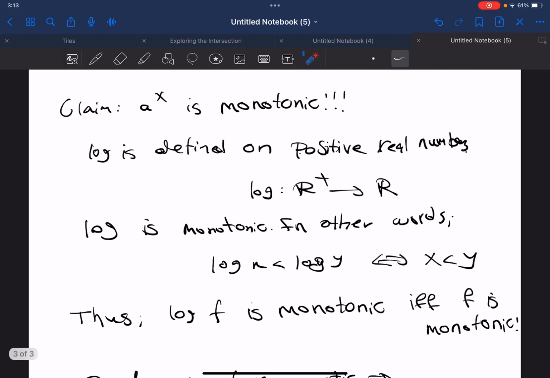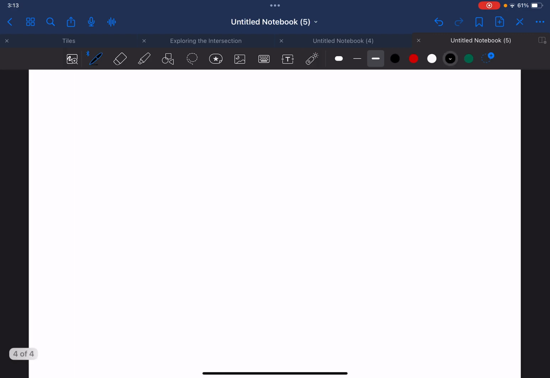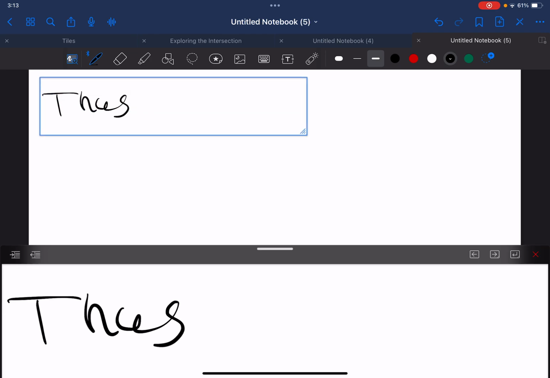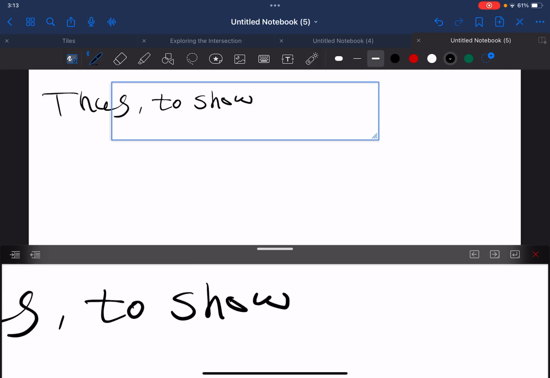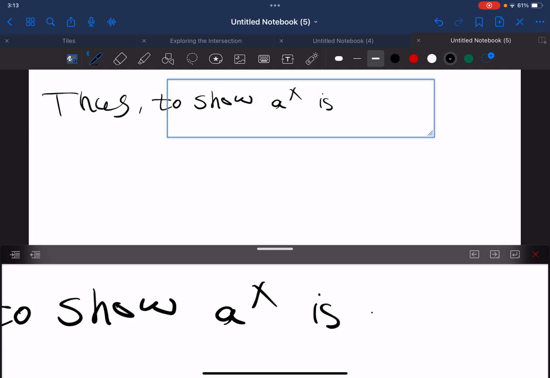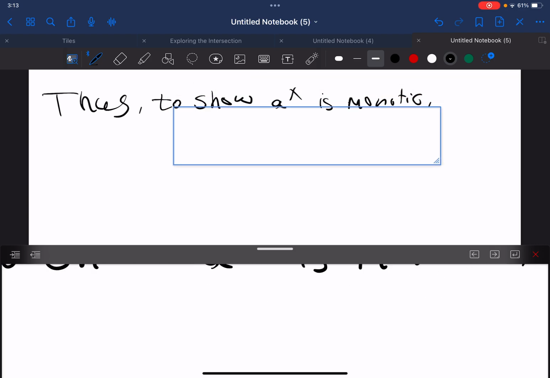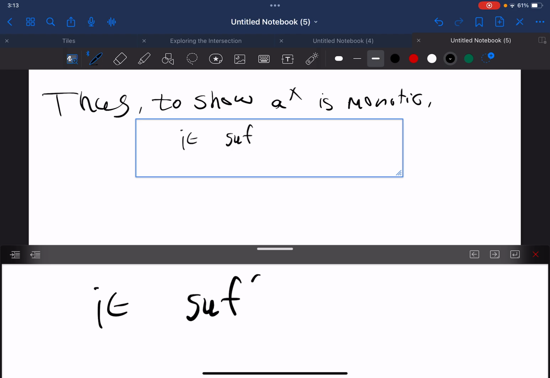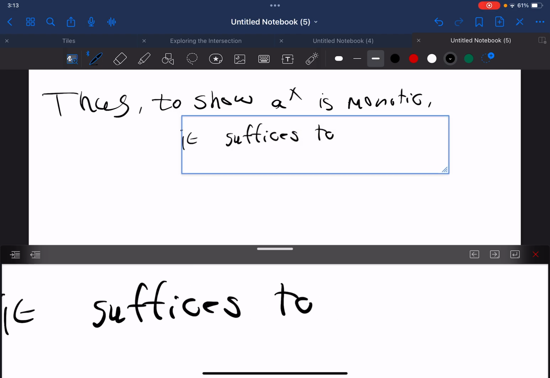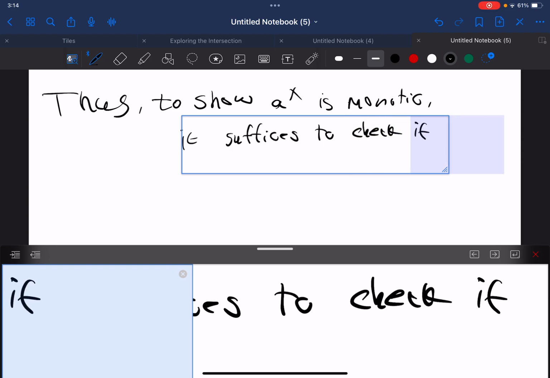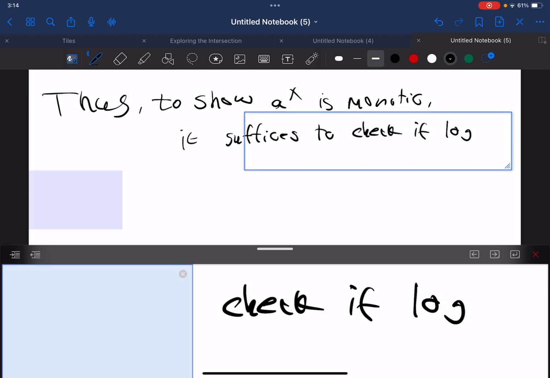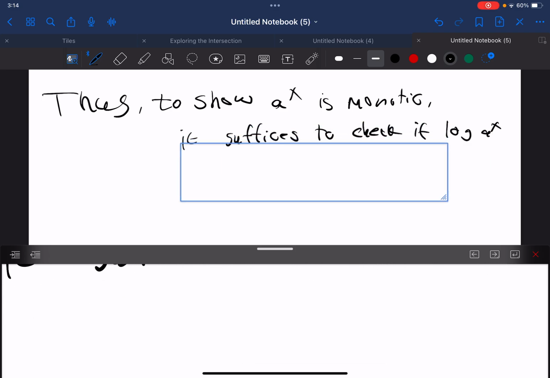Now I wanted to actually show that a to the power x is monotonic. And based on this little fact that we showed, to show a to the power x is monotonic, it suffices to check if log of a to the power x is monotonic.